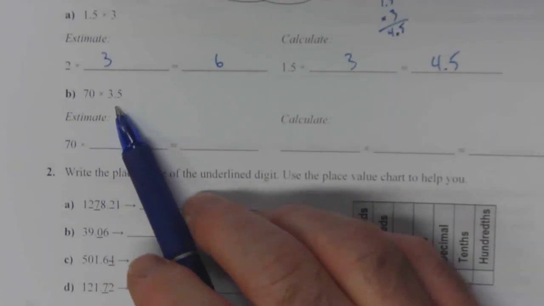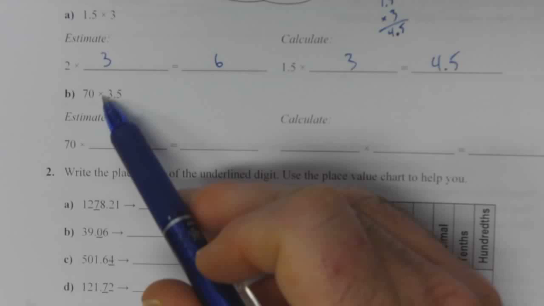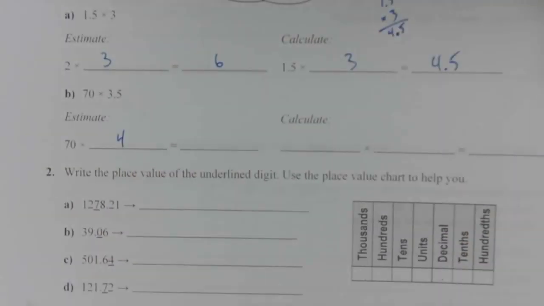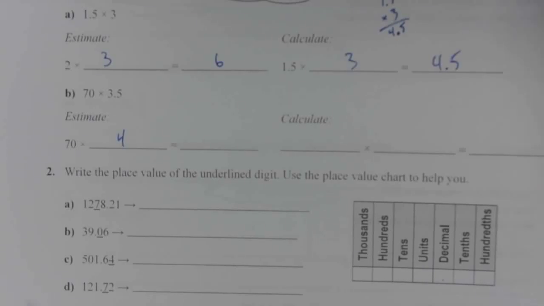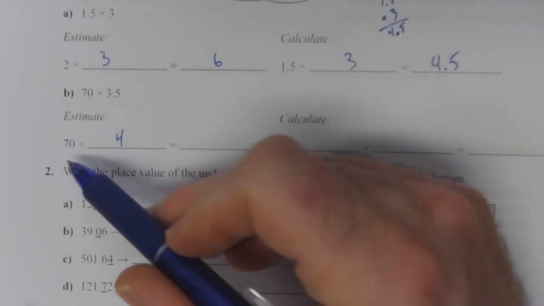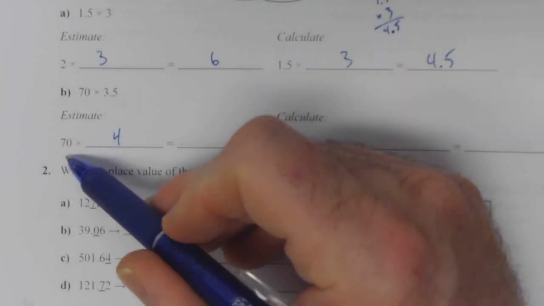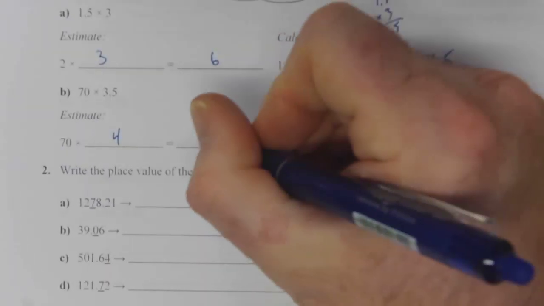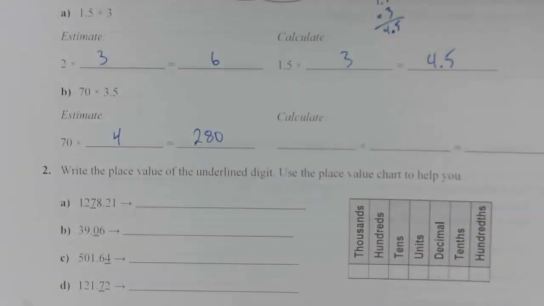B, 70 times 3.5. So again, round to the nearest whole number. So instead of 3.5, we're going to put 4. So 70 times 4. So we know 7 times 4 is 28. But this is 10 times bigger than 7. So your answer is going to be 10 times bigger. So instead of 28, it's going to be 280. That's your estimate.